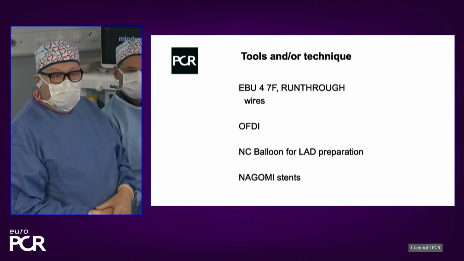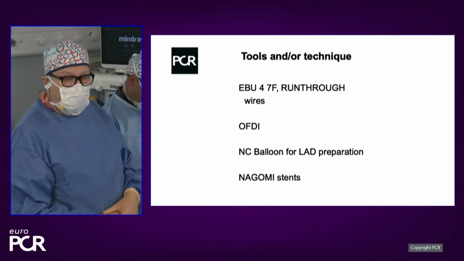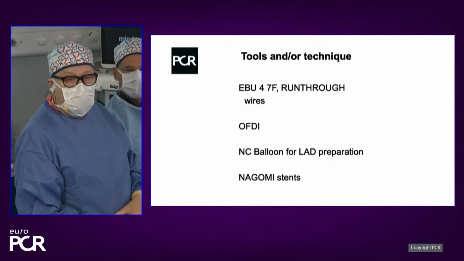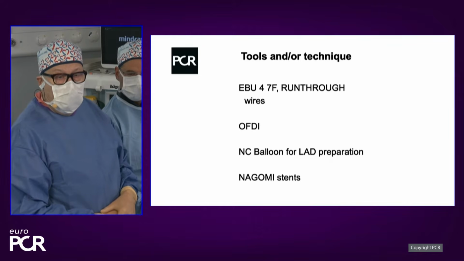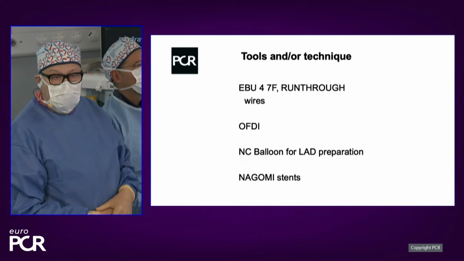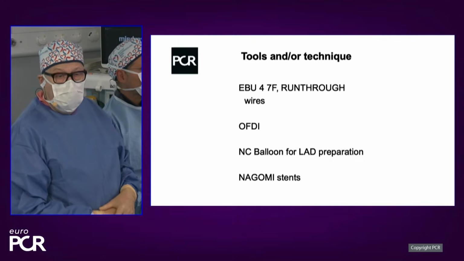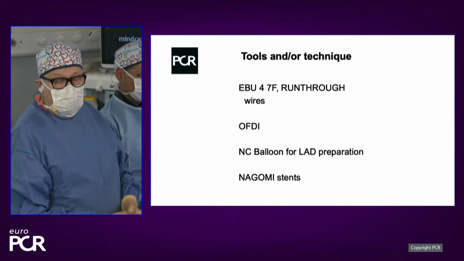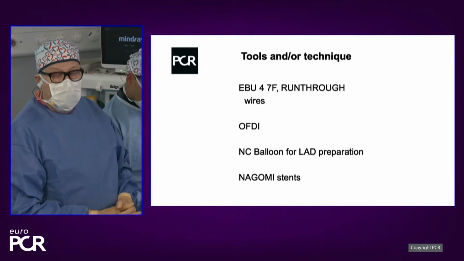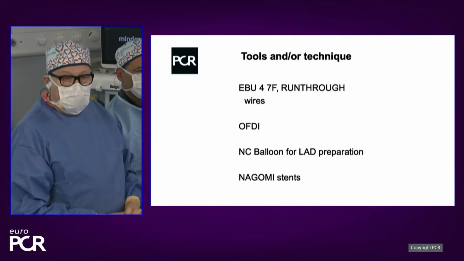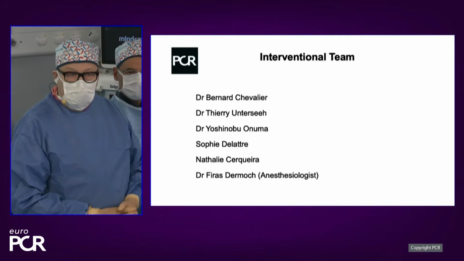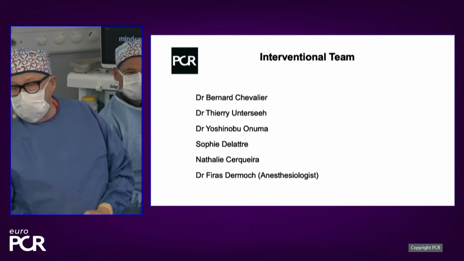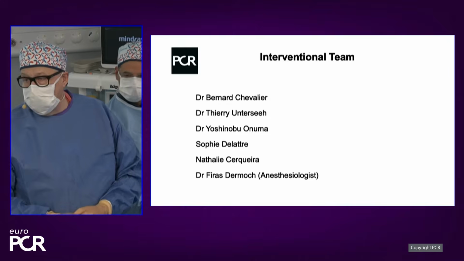The tools of today are a 7 French Glidesheath Slender introducer with EBU4, Runthrough wires, OFDI from Terumo, NC balloon for LAD and also for post-dilatation. And we plan to use 2 Nagomi stents. So you can see here again the international team. I think it's time to see the OFDI with Yoshi Onuma.